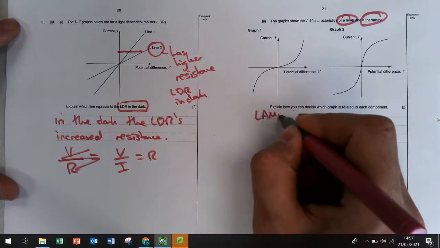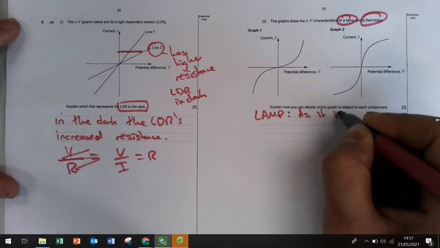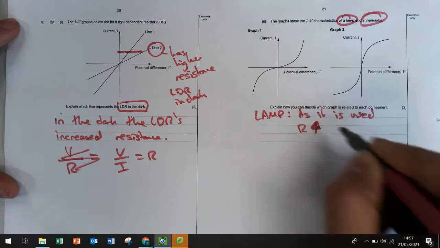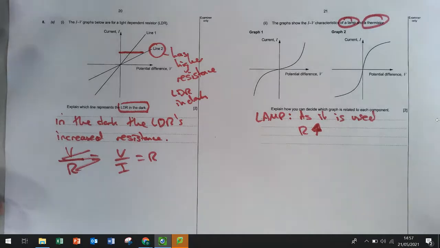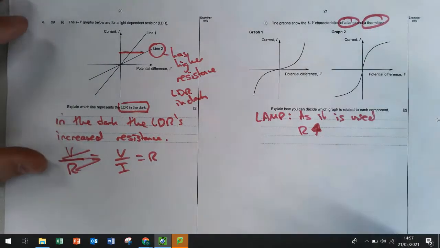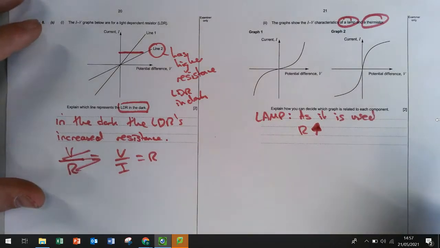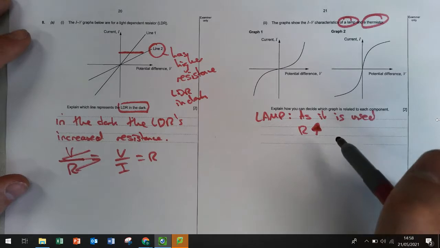So for a lamp, as it's used, as it's turned on, what happens? The resistance increases, because the wire gets hot, and as it gets hot, the resistance goes up. There's going to be more collision between the electrons and the metal ions, which are vibrating with much more energy now that it's hot, and so the resistance goes up.